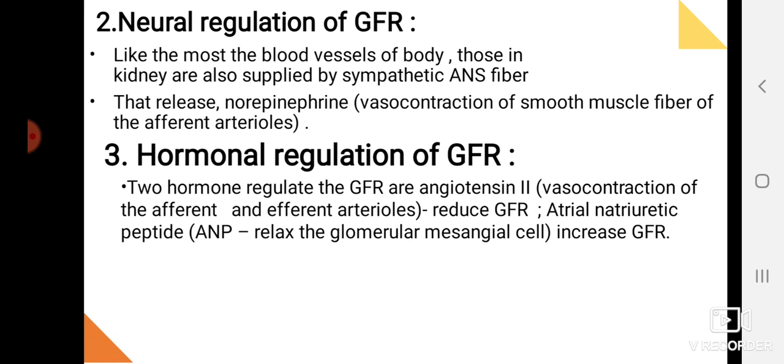You have got this point about the neural regulation of the glomerular filtration. It is simple: the sympathetic nervous system releases norepinephrine, which is vasoconstrictive in nature, and affects the smooth muscle fiber of both afferent and efferent arterioles. They affect both at the same level, and by that they regulate the glomerular filtration rate.